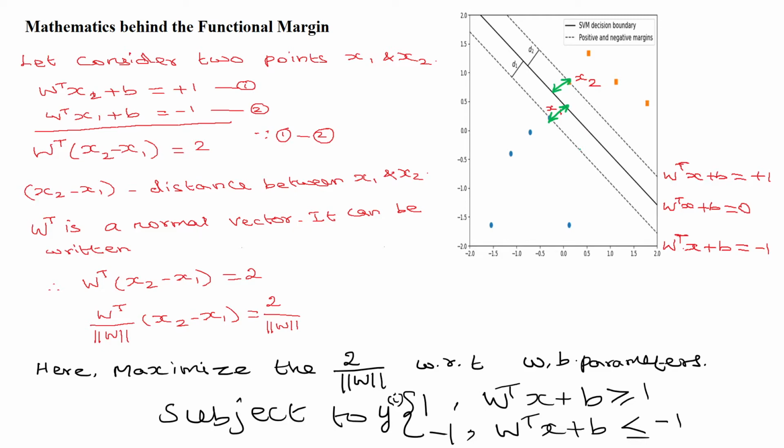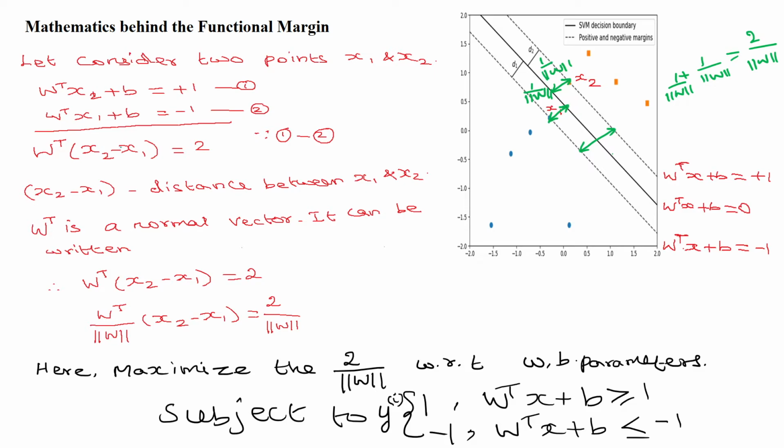So the total distance is this one. This distance is given by 1 divided by norm W, and the other distance is also 1 divided by norm W. So we have two distances: the distance between the positive hyperplane and the decision boundary, plus the distance between the negative hyperplane and the decision boundary. So the total is taken as 2 divided by norm W.